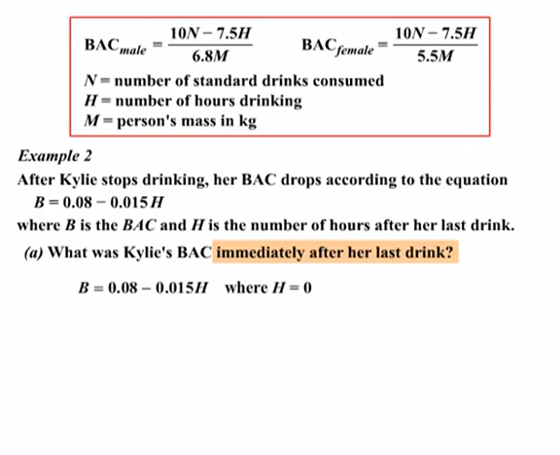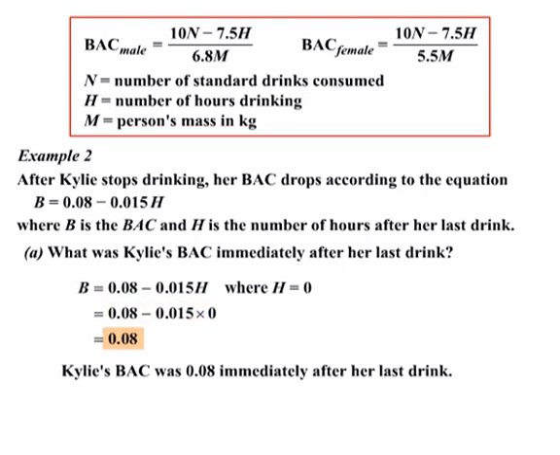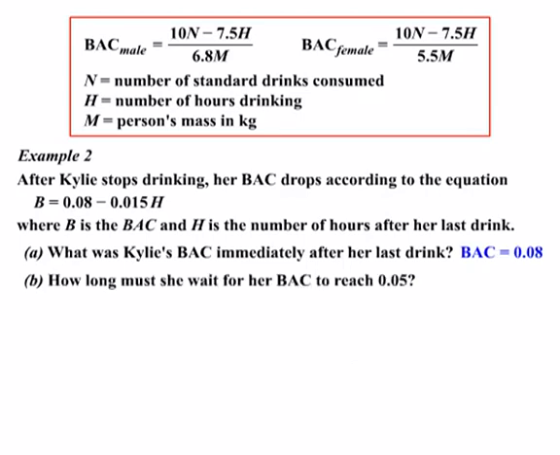So let's do some solving here. We'll bring the 0.08 down, and here minus 0.015H. Well, if we know that H is equal to 0, it's just going to be minus 0.015 times 0. So working that out, 0.08 minus that next bit, which will just be equal to 0, and we get a final answer of 0.08. So Kylie's BAC was 0.08 immediately after her last drink. Now let's have a look at part B.